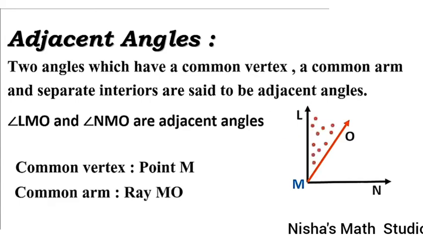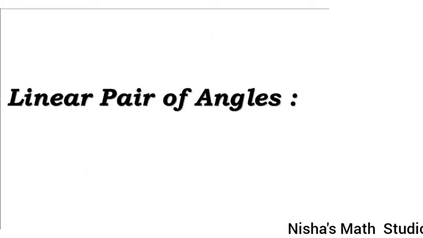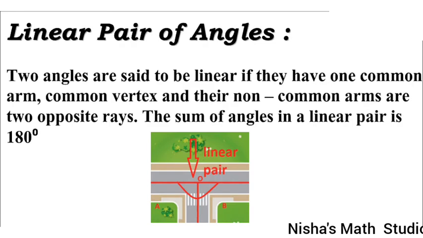These 2 angles have separate interiors also. That is, the interior of LMO is shown with the red dots and the interior of NMO is shown with the yellow dots. Therefore, these 2, that is angle LMO and angle NMO, are adjacent angles. Next comes linear pair of angles.